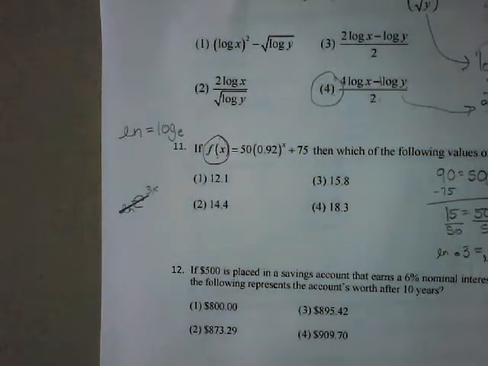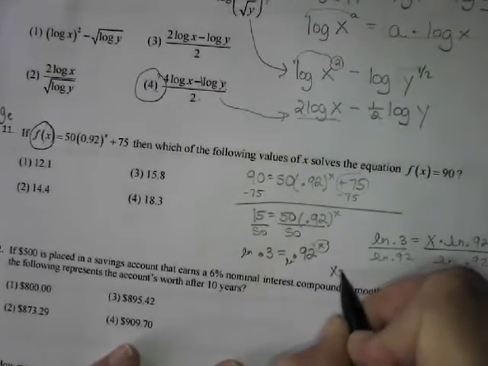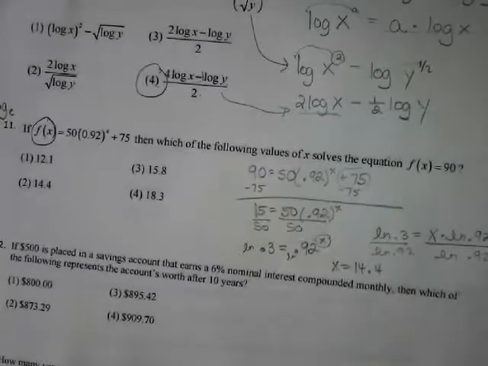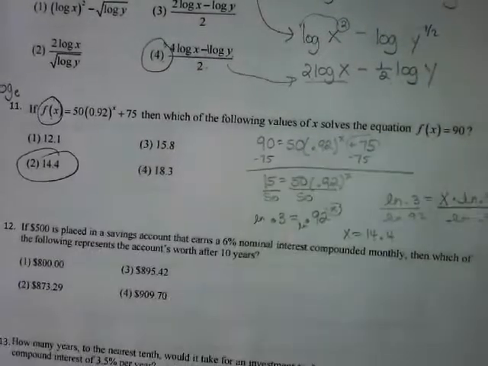So at any rate, we just type in natural log of 0.3 divided by natural log of 0.92, and we get 14.4. Obviously, if you did just the log of 0.3 divided by the log of 0.92, you're going to get the exact same answer. Okay, any questions on that?